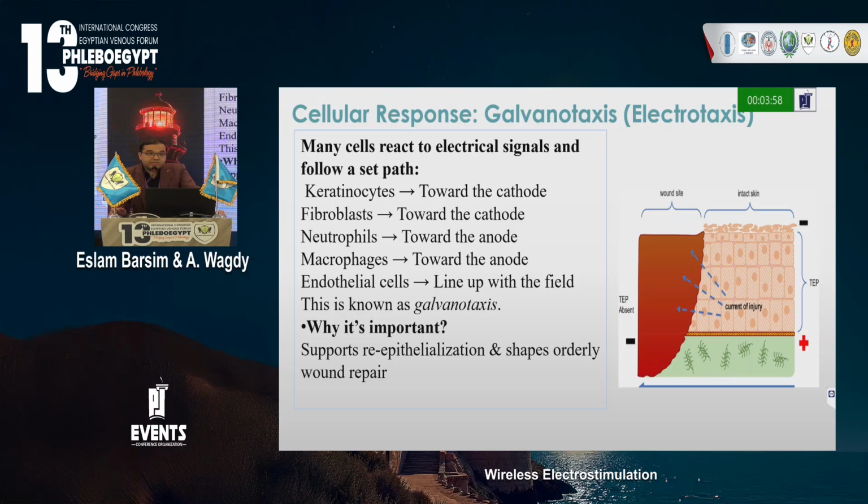And this is what's called galvanotaxis. Many cells will react to electrical signals. Keratinocytes and fibroblasts move towards the cathode, neutrophils and macrophages towards the anode. And this supports reepithelialization and orderly wound repair.